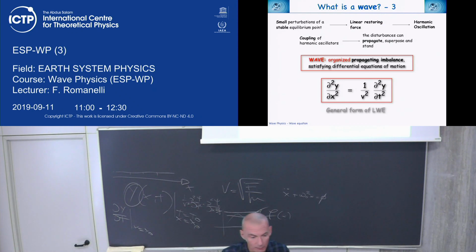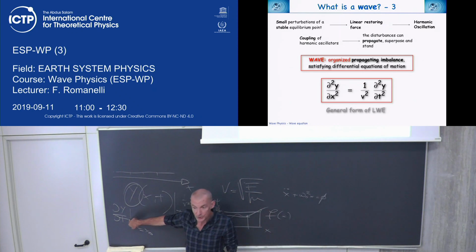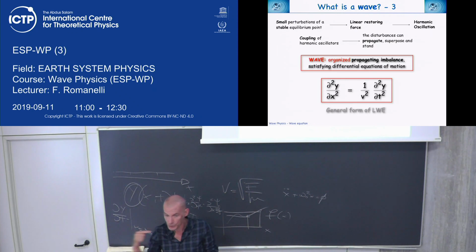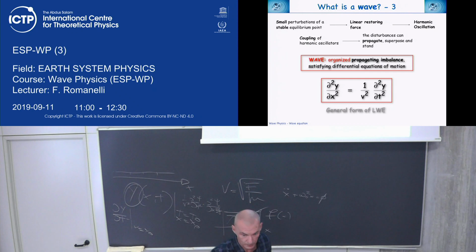And by units analysis, that v is a velocity. Please don't mix that velocity with this velocity. Still, this is a velocity, space over time. But it's the velocity of vibration of each point of a string, in this case, around its equilibrium position. So velocity of vibration, velocity of propagation. Okay? On Friday, we will go deeper into this.